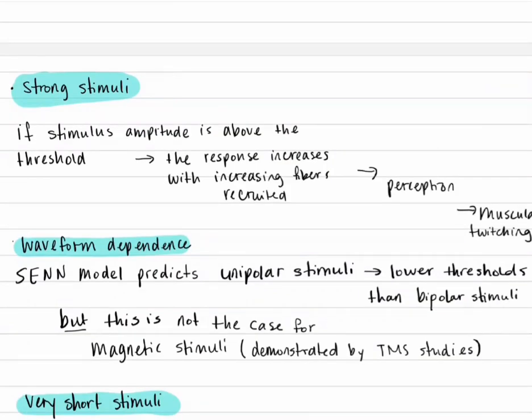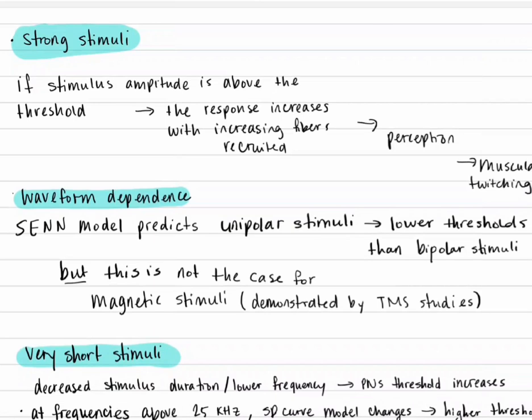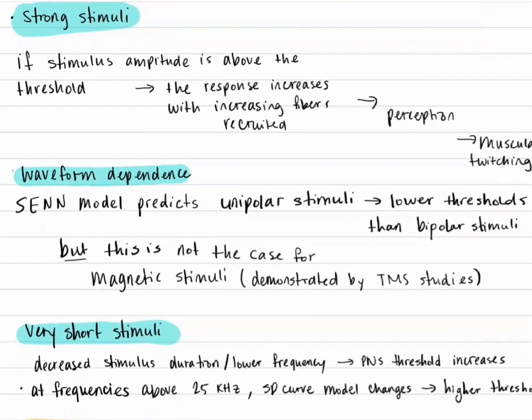And so if the stimulus is strong enough, then the response increases with the increasing number of nerve fibers that are recruited. And so first, often you'll see perception being affected and then muscular twitching effects.